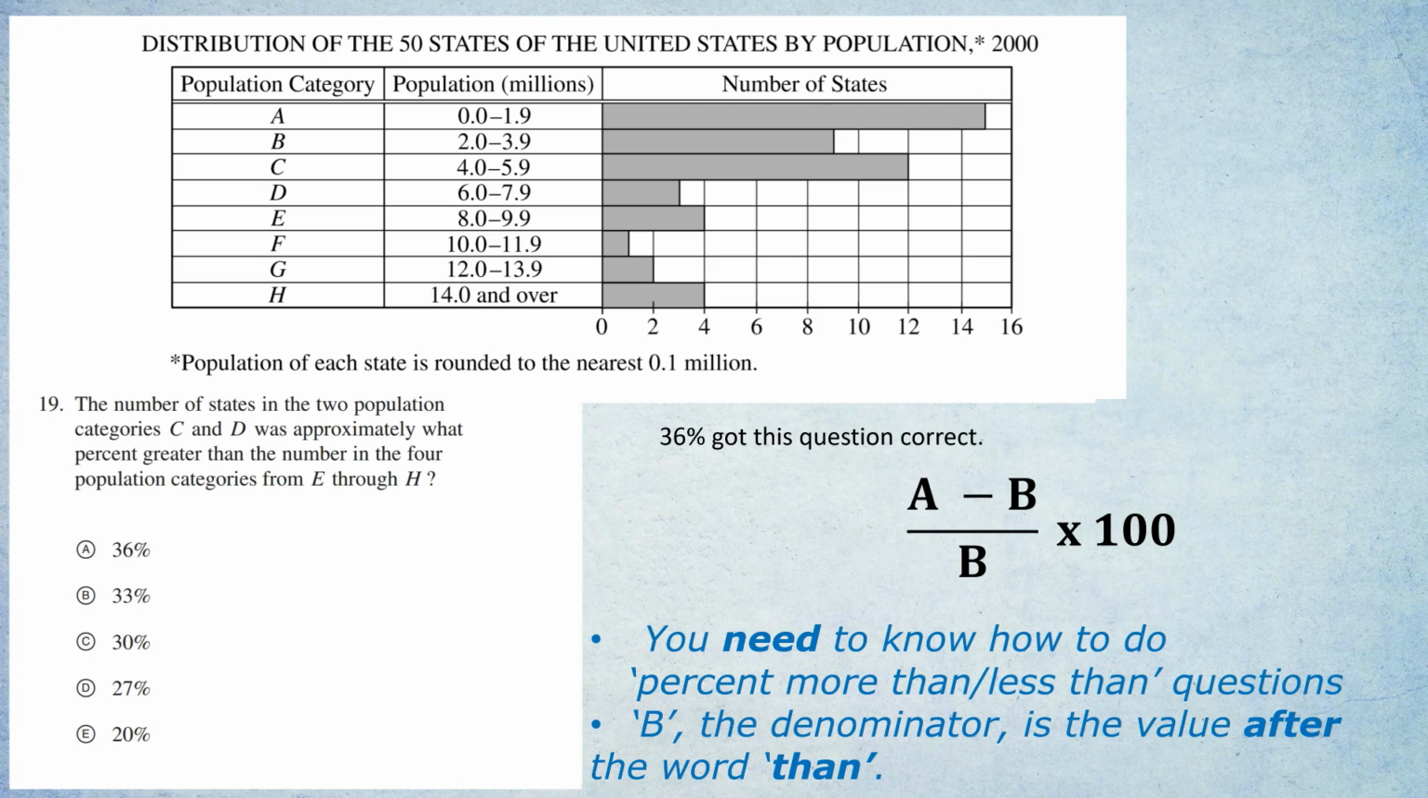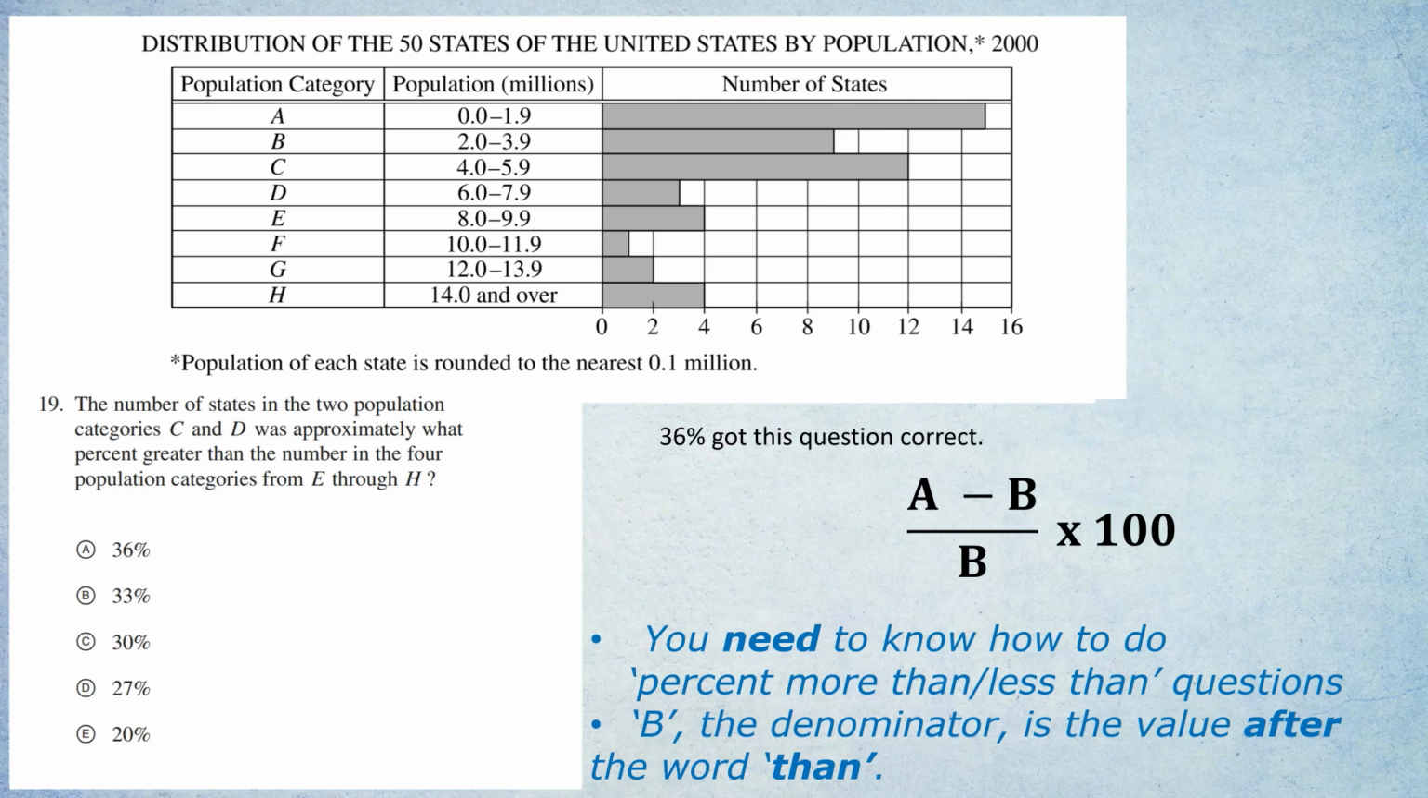The key thing, though, that students are not sure on is which number goes where, and so many students make this mistake. They know to find the difference between the 2 amounts. So there are 15 states in categories C and D combined, and there are, I believe, 11 states in E through H. But do we do 15 minus 11? Do we divide by 11 or divide by 15? That's where students get confused. Well, here's what you need to know, and I put it in blue at the bottom. B, which is the denominator, is the value after the word than.